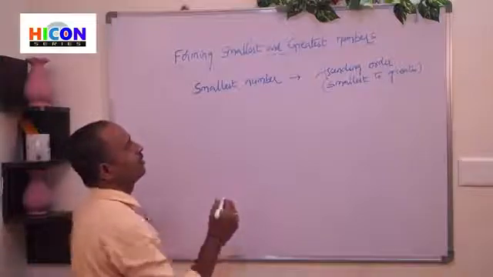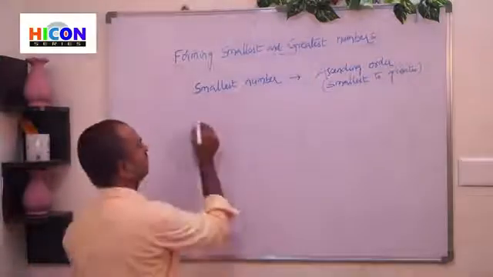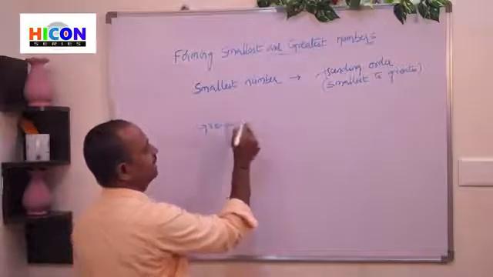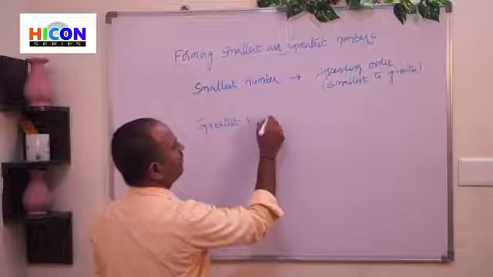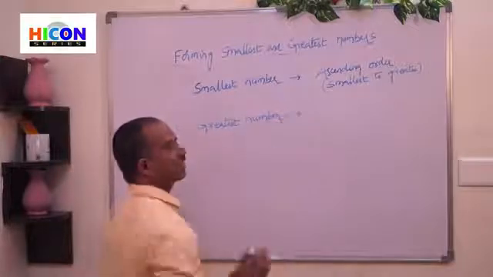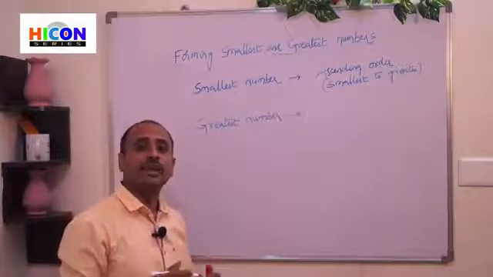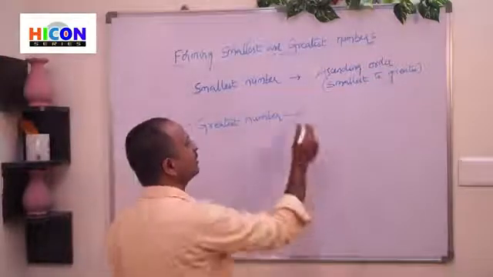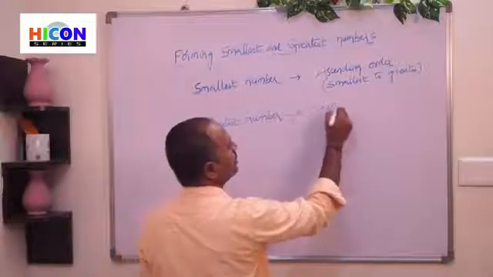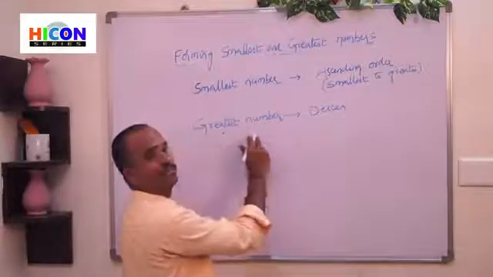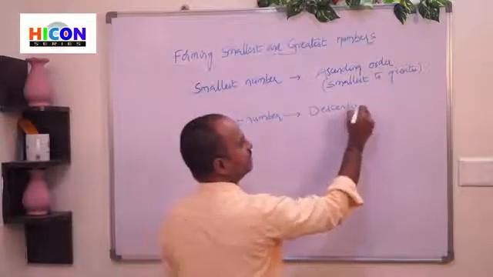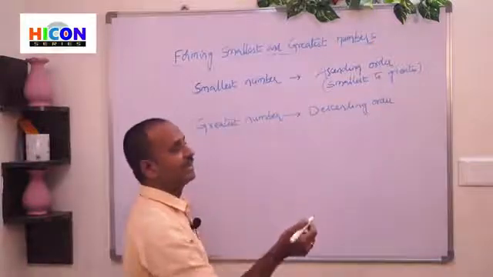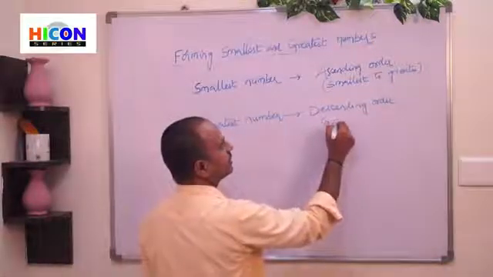And the next one is how to form the greatest number. So we can write the greatest number with the help of given digits, if we arrange the given digits from greatest to smallest. Greatest to smallest, that is called descending order. So if we arrange the given numbers in descending order, then we will get the greatest number. Here descending order means from greatest to smallest.